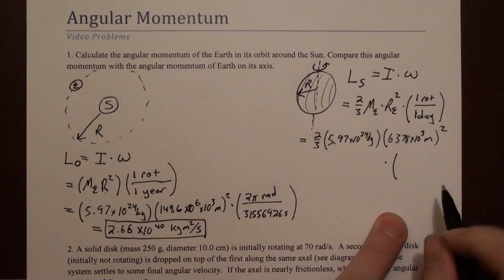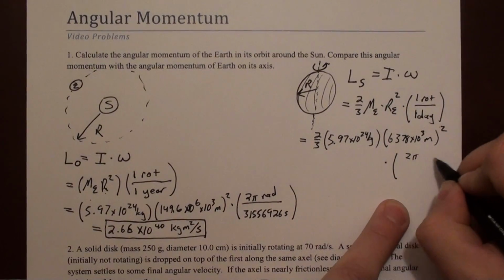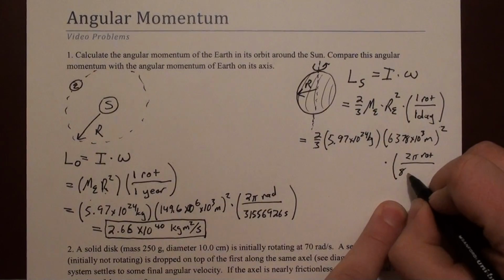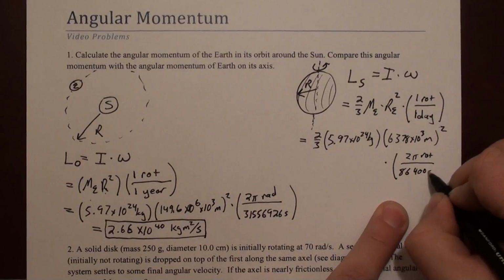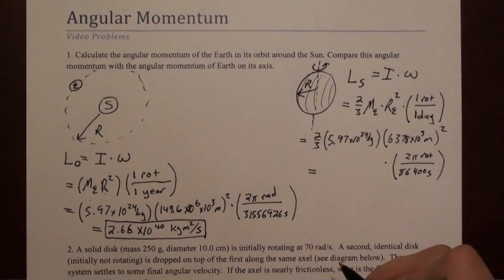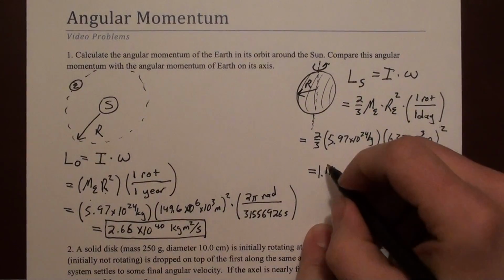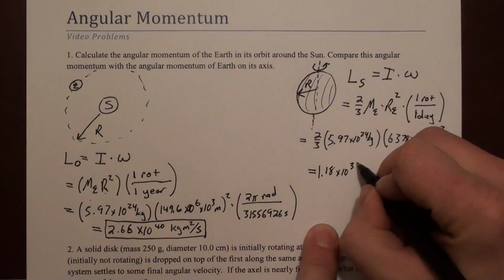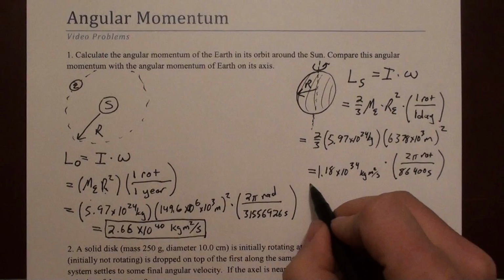And then omega, this is 2 pi rotations in 86,400 seconds. So if you multiply this all out, what you get is 1.18 times 10 to the 34 kilogram meter squared per second.